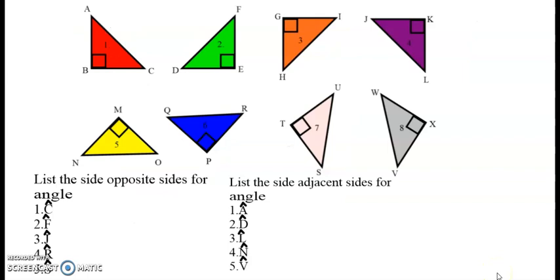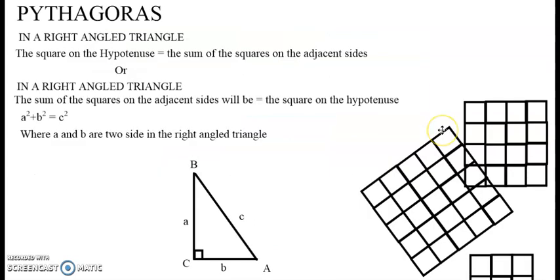Now you can list all the opposite sides for the following angles, as well as the adjacent sides for those angles. I trust that you will know now clearly what is opposite, what is adjacent, and what is hypotenuse. So let's see, what does Pythagoras say.